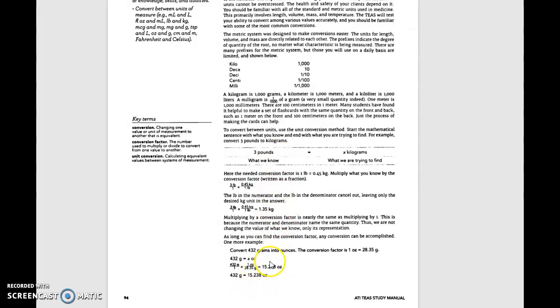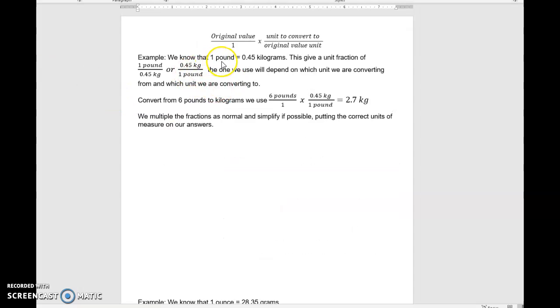So let's go work a couple of extra ones that I have on my worksheet. In my example here, I know that 1 pound is equal to 0.45 kilograms, just exactly like what was noted in your book. So this could give me 2 different unit fractions. It'd be 1 pound over 0.45 kilograms or 0.45 kilograms over 1 pound. The one we use will depend on which we're converting from and which one we're converting to. If I was converting to pounds, I would use this one. If I was converting to kilograms, I would use this one.